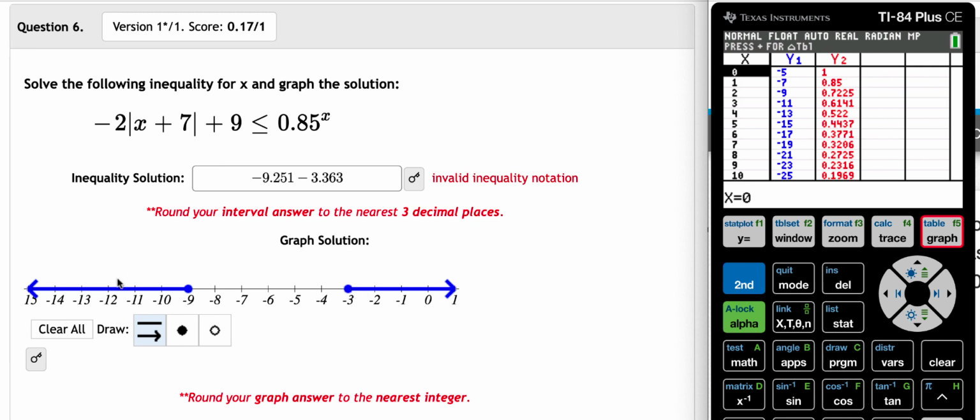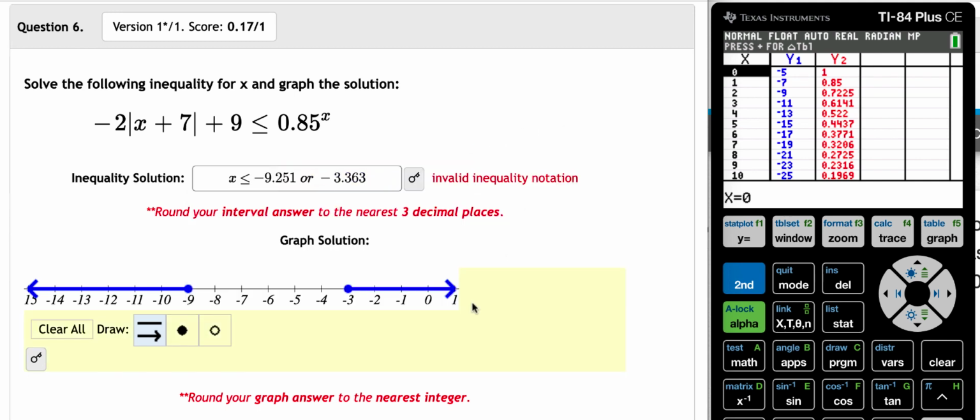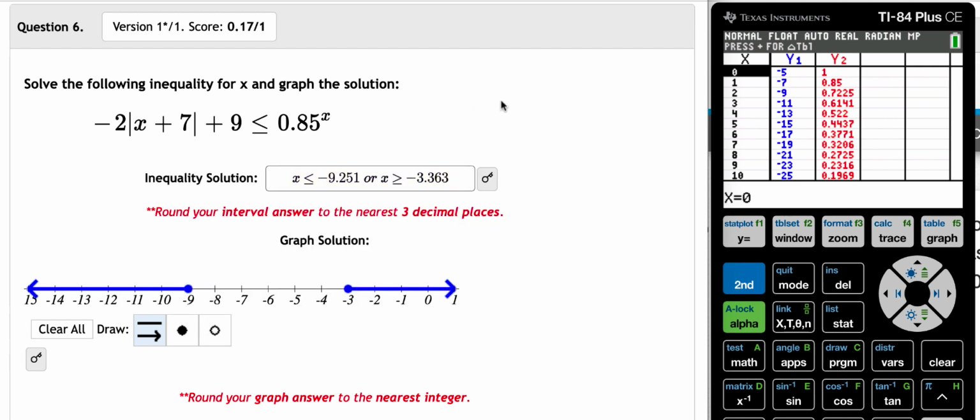Now that I can see a picture of the graph, I'm going to use these boundary points in my inequality solution. So I want to describe the kind of numbers that this arrow is pointing at. These numbers that I'm pointing at over here are smaller than -9. So then I'll simply say that here in my statement as well. X is less than or equal to -9.251. But since there's two arrows, I have to say or. Then the other kind of numbers I'm pointing at over here are on the right-hand side. Those are larger than the -3.363. So you'll say then x values that are greater than or equal to -3.363.